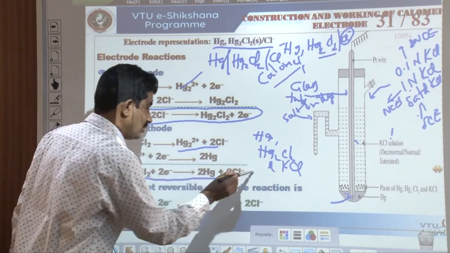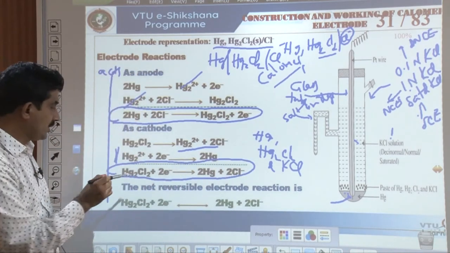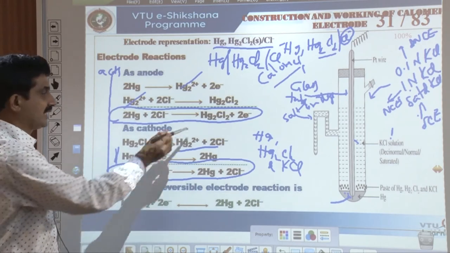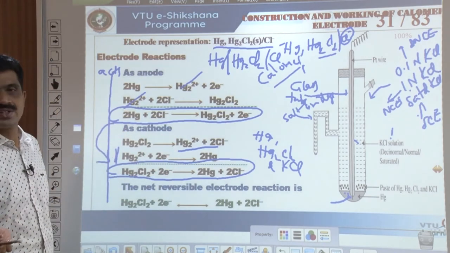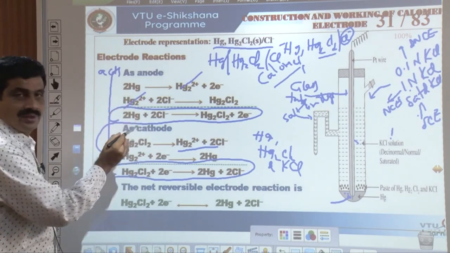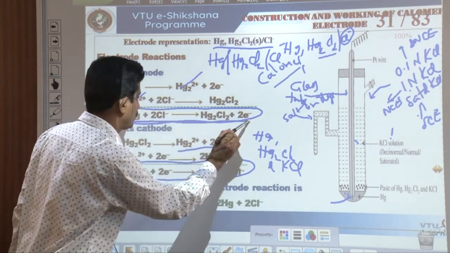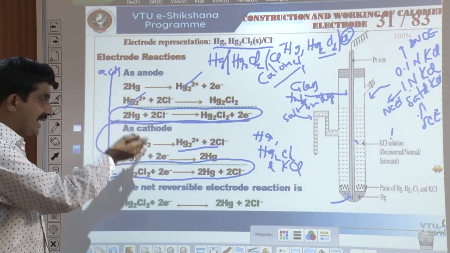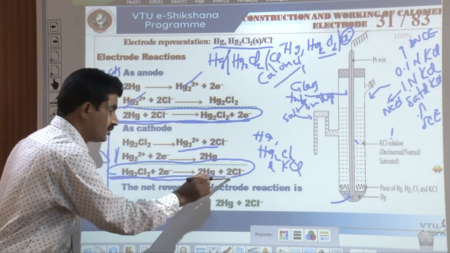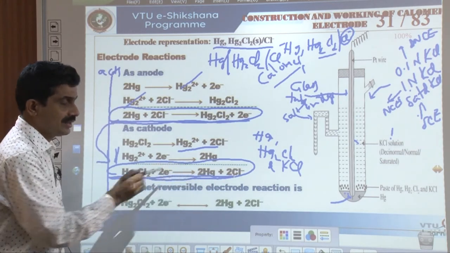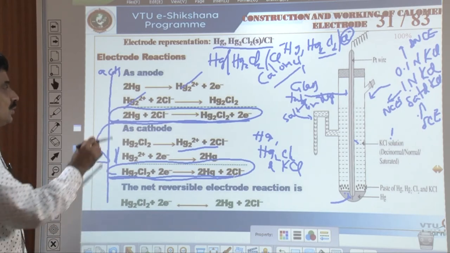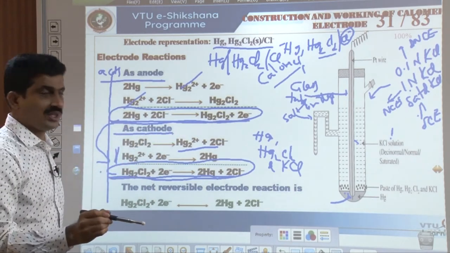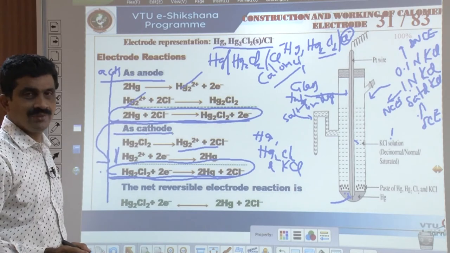Then what about the net reaction when the electrode acts as cathode? Hg2Cl2 plus 2 electrons give 2Hg plus 2 Cl minus. Again, it is the exact reverse of the reaction when the electrode acts as anode. When it acts as anode, this is the reaction: 2Hg plus 2 Cl minus give Hg2Cl2 plus 2 electrons. On the other hand, if it acts as cathode, Hg2Cl2 plus 2 electrons give 2Hg plus 2 Cl minus. So this depends on whether it acts as anode or cathode. It depends on the nature of the other electrode with which it is in contact.